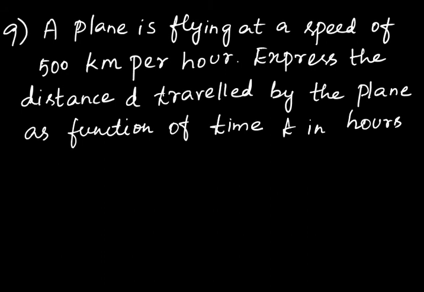Ninth question. A plane is flying at a speed of 500 km per hour. Express the distance d traveled by the plane as a function of time t in hours. So they have given the speed of the plane.